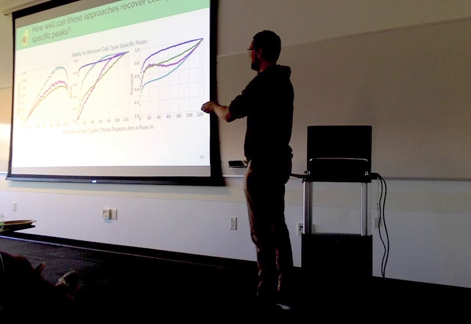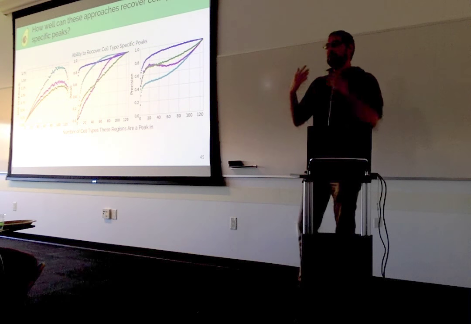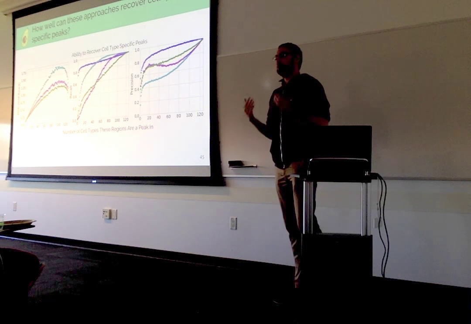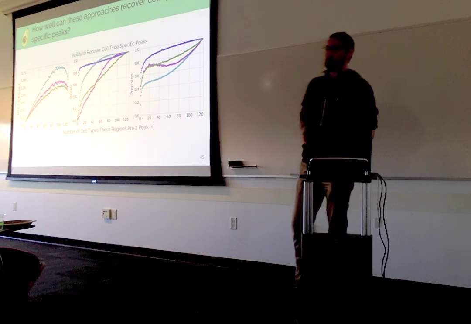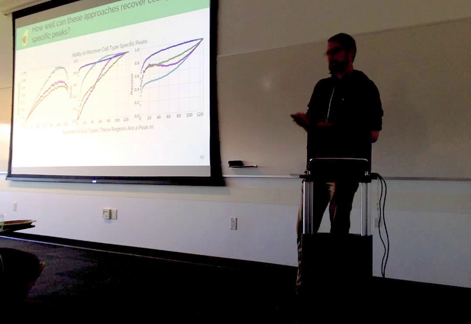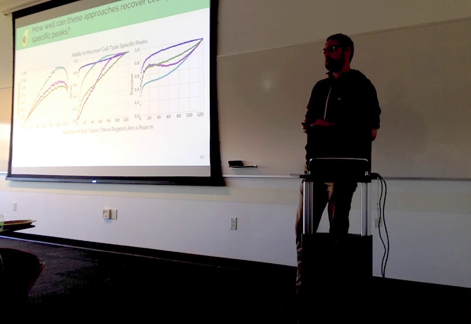But the area of primary interest is this middle region here, which is where the peaks occur in some cell types but not others, because those explain variability across biological cell types. We can talk more afterwards if it doesn't quite make sense.